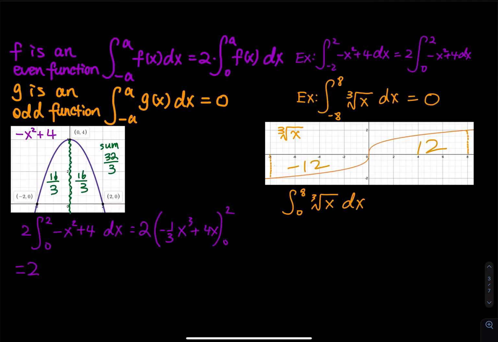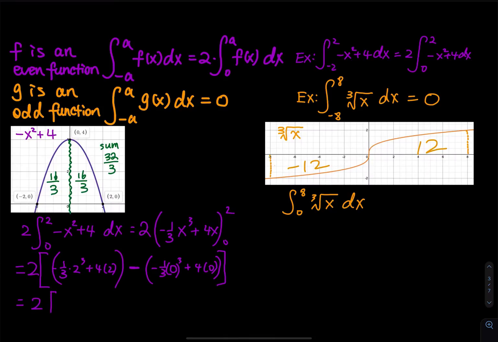Since we will be using many parentheses, I will just use a big square bracket. Plug in the 2: you have negative 1/3 times 2 to the third, and then plus 4 times 2. This is the upper limit. And then the lower limit is your minus. Everything becomes a 0, but we want to write it anyway: plus 4 times 0. Then close the parenthesis, close the square bracket. What do you have? This one gives you a 2, and then 16 over 3 minus 0. And this is equal to 32 over 3. This is the total area.